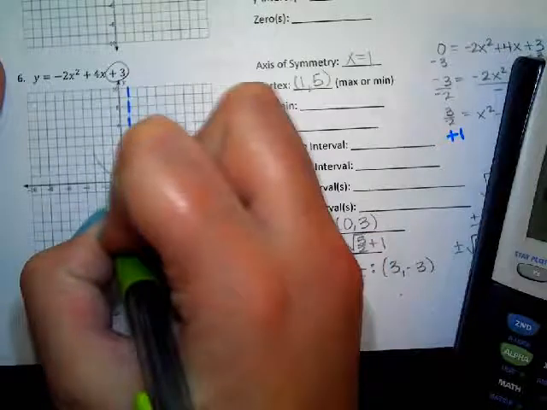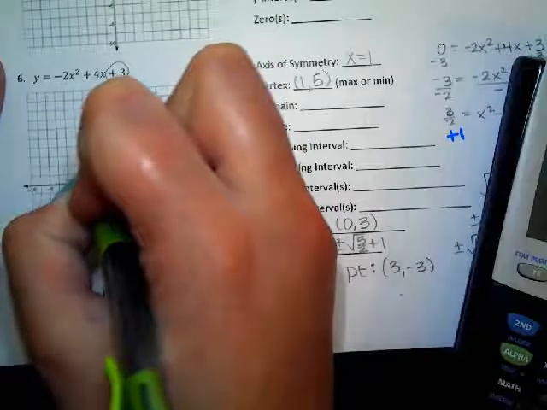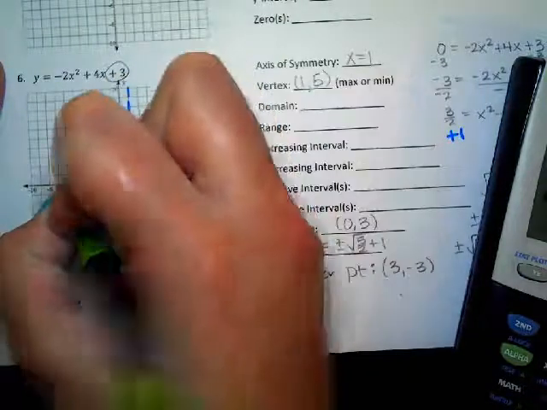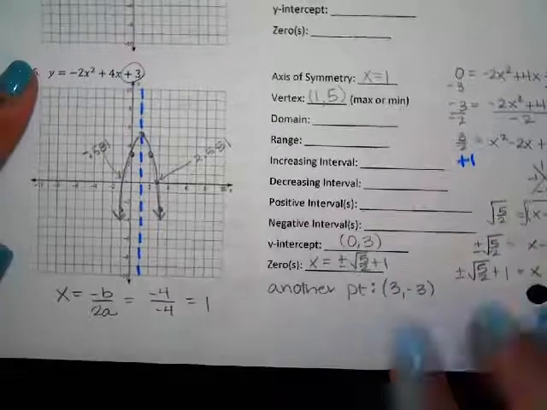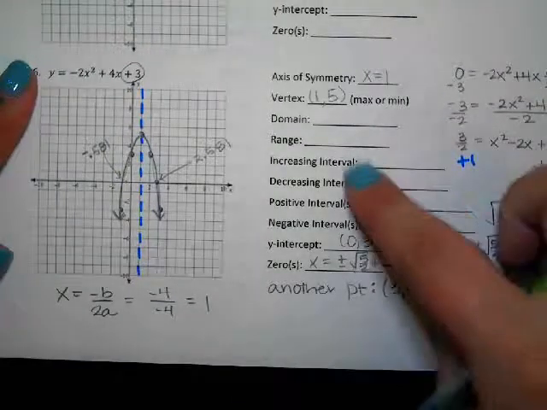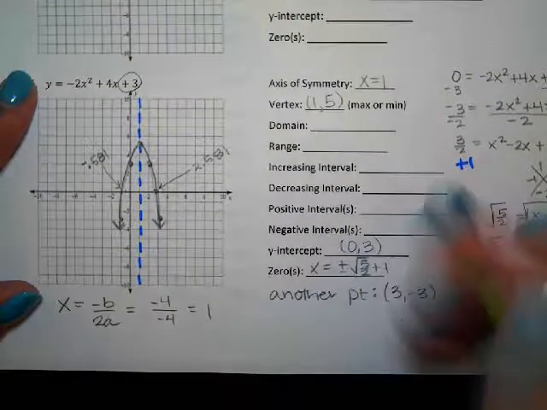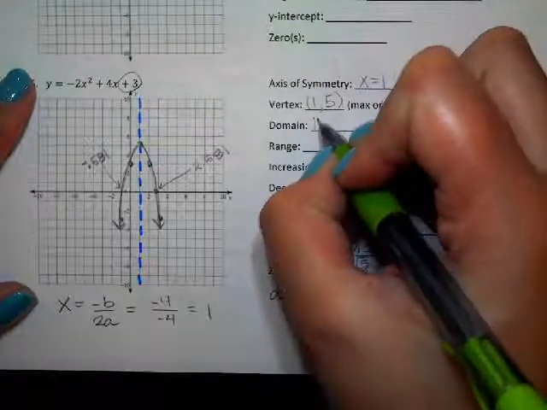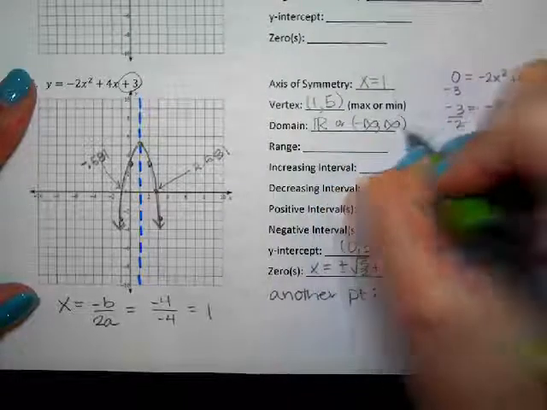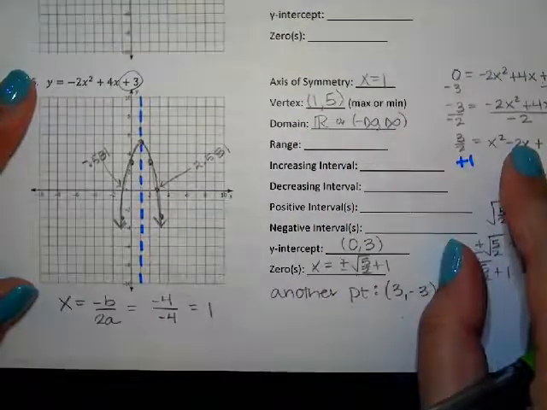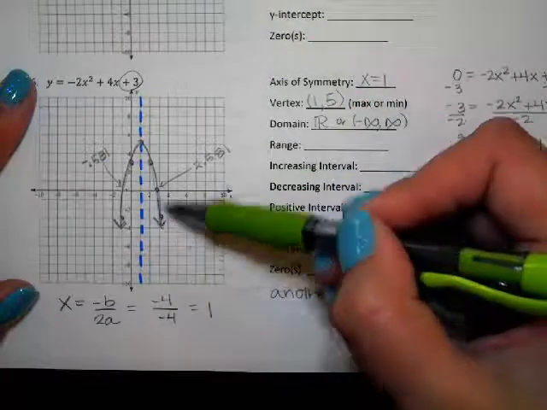So domain, just like all the other problems, was all real numbers or negative infinity to positive infinity. You do not need both of the notations. Commit to one or the other. For the range, we have negative infinity all the way up to the vertex, which had a value of 5, so negative infinity up to 5. Or you could say y is less than or equal to 5. So either have these two answers or have those two answers.